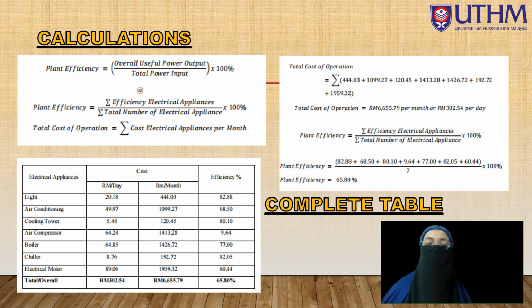Now we proceed to the calculation. I put a table listing what uses electrical energy. In this calculation we use two formulas: the efficiency, and the costing of the operation. I also put the calculation in this slide. After we calculate all these, we complete the table so we can see how much we use per day, the cost per day and the cost per month. We need to calculate this every month, so we know how much cost we incur.